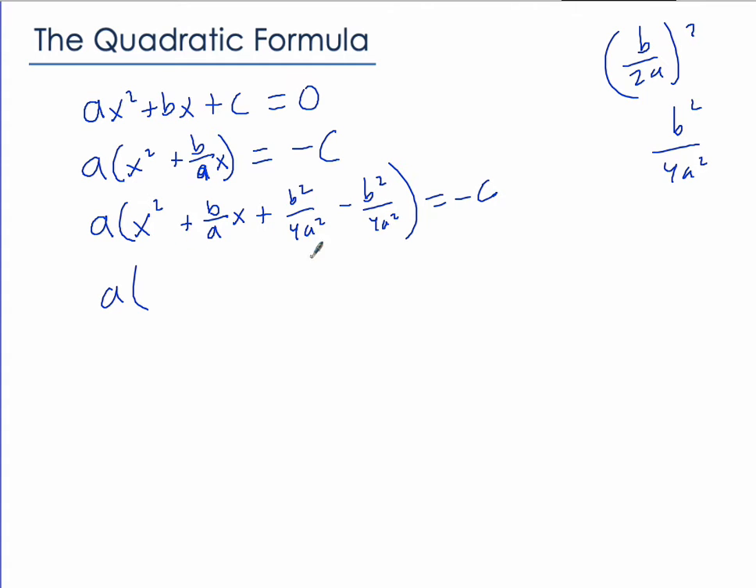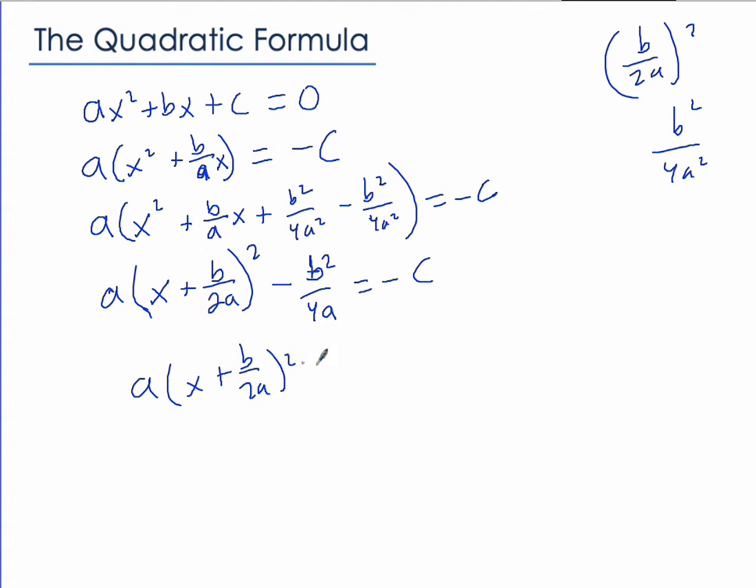Actually, we just want these three parts here. They factorize to x plus b over 2a, squared. This is how we complete the square for these three terms: a perfect square trinomial. Then we'll do a times this, and the a cancels with the 1 in the denominator, so that's going to be negative b squared over 4a equals negative c. And then we've got a times x plus b over 2a squared equals b squared over 4a minus c, right?